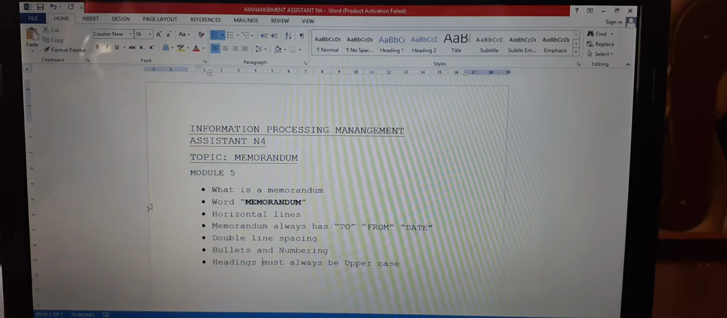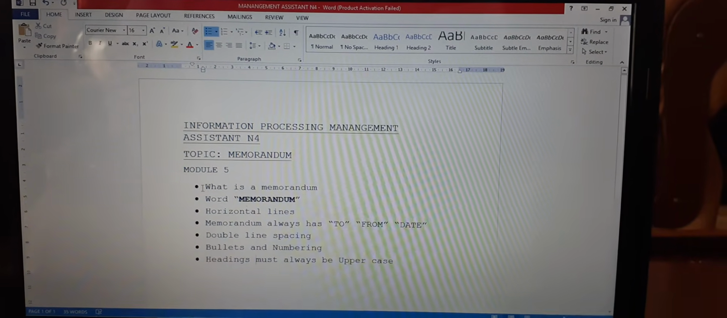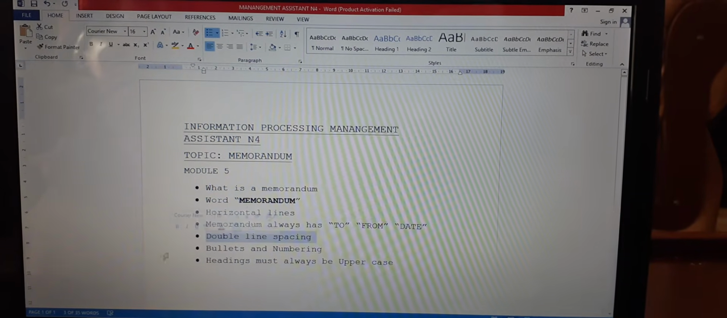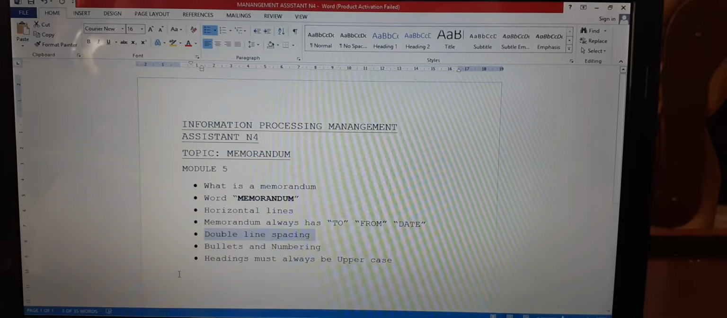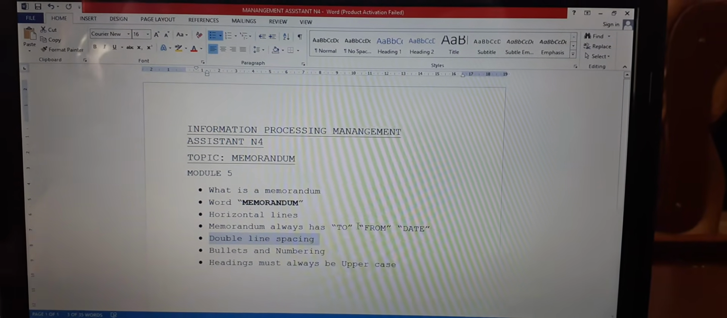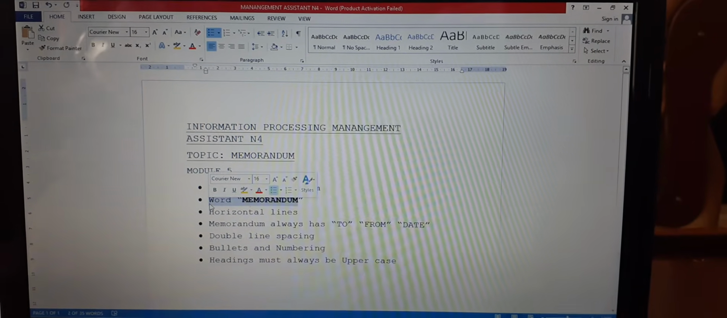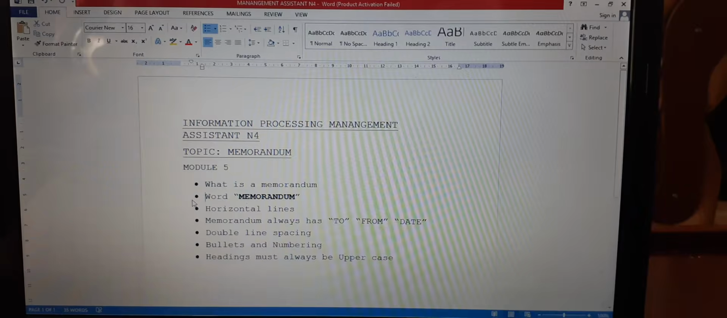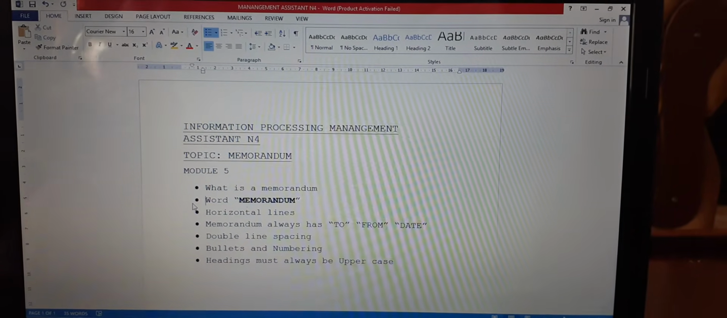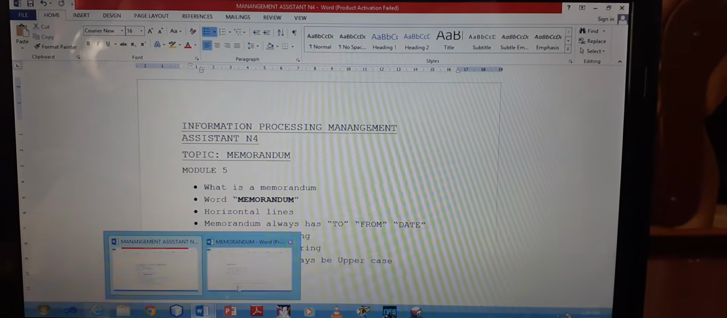Now, if you go through it, I have a list here of summaries. If you can see the bullets here, it is the list of things that the memorandum must have. Number 1, the word memorandum. Whenever you see a question of memorandum, you must know that the word memorandum will be on top, indicating that you are writing a memorandum.